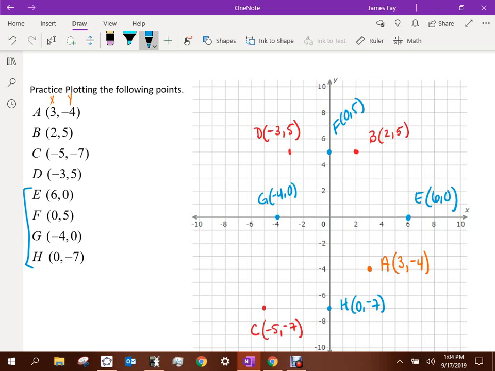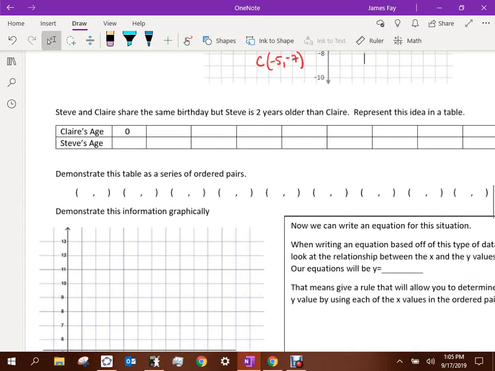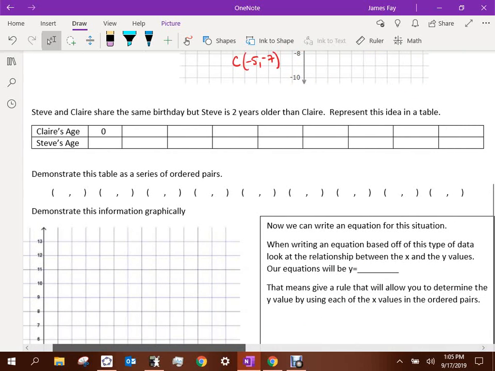Quadrantal, Q-U-A-D-R-A-N-T-A-L. Quadrantal points. Which I'm not going to use ever on a test or quiz to ask you that vocabulary word. But that is usually how textbooks will refer to it.